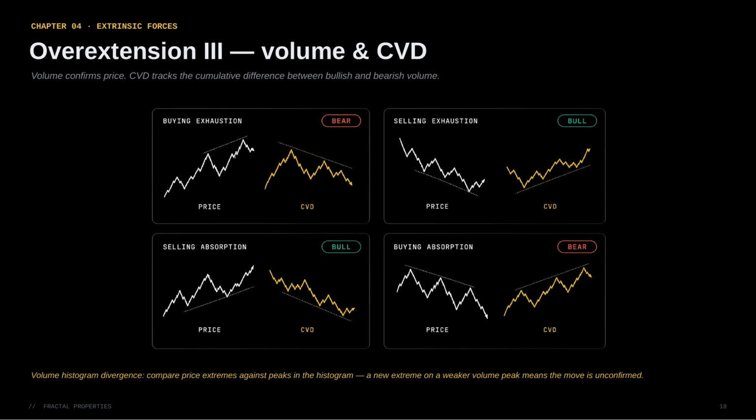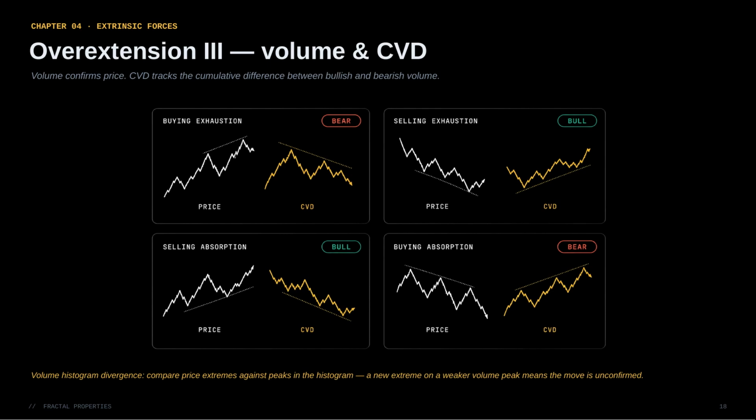Volume is the third overextension source, on the principle that volume confirms price. With the histogram, compare price extremes against volume peaks. A fresh extreme on a weaker peak is an unconfirmed move. With cumulative volume delta, 4 patterns matter: buying exhaustion, higher highs in price, lower highs in CVD. The rally has no aggressive buying behind it.